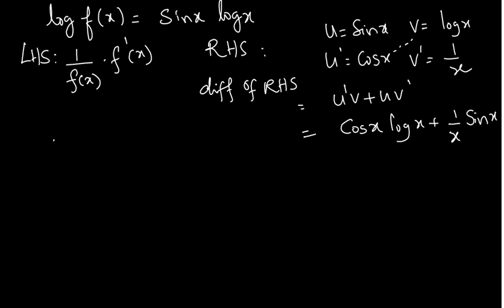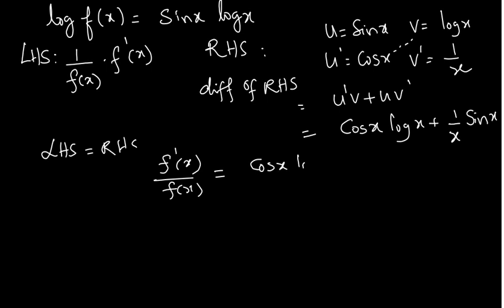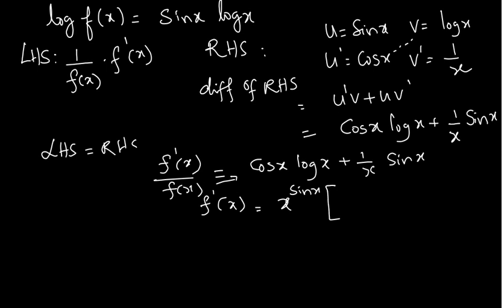So now equating LHS differentiation to RHS, you have f dash x divided by f of x equal to cos x log x plus 1 by x sin x. f dash x equal to f of x multiplied by the entire thing. So our f of x is nothing but x to the power of sine x. So x to the power of sine x, bracket cos x log x plus 1 by x sine x. This we consider as equation 1.